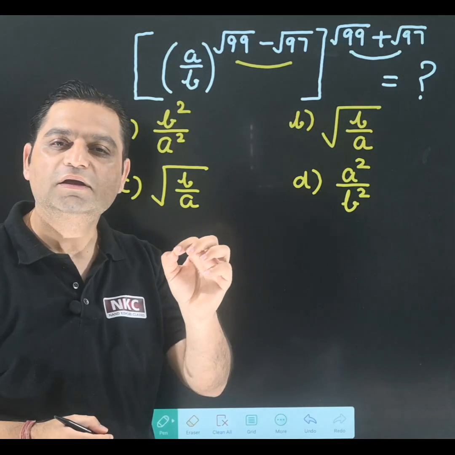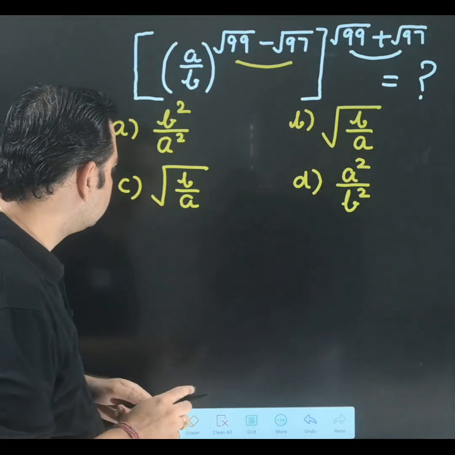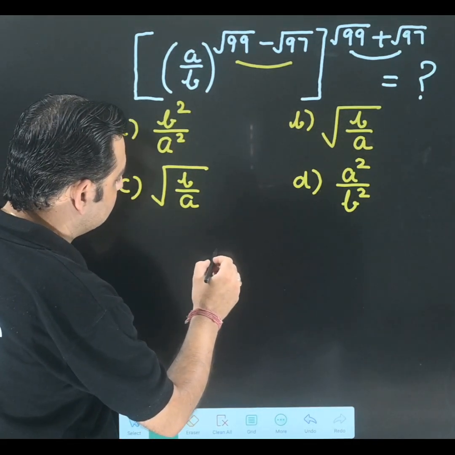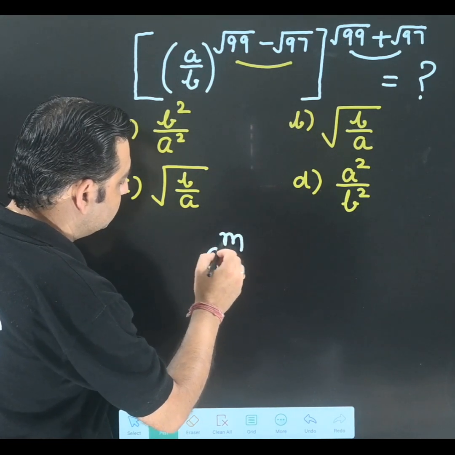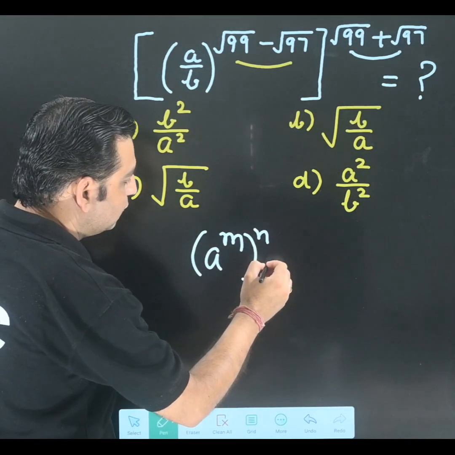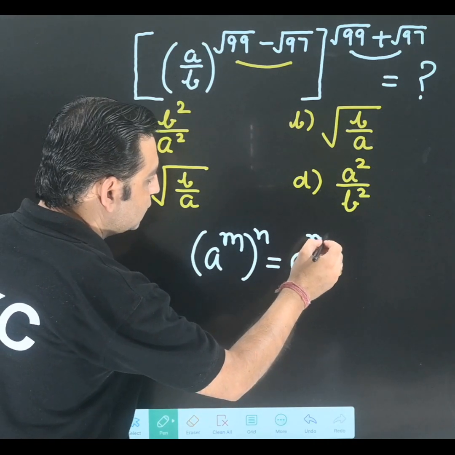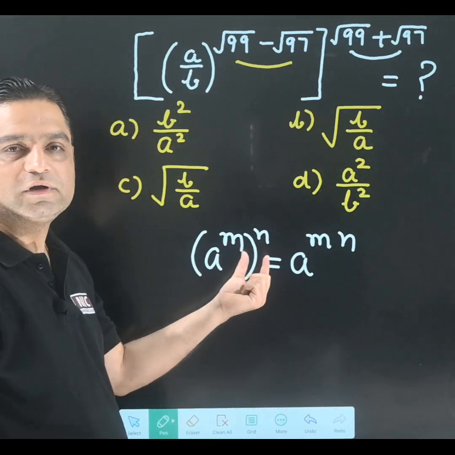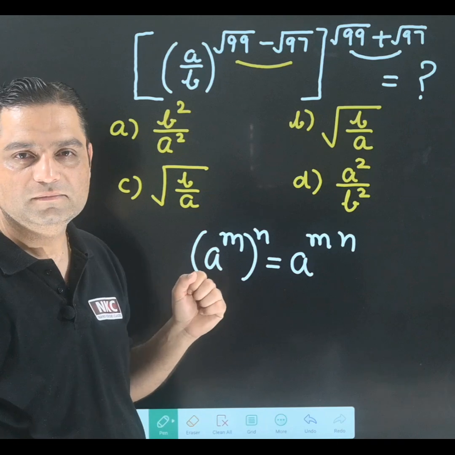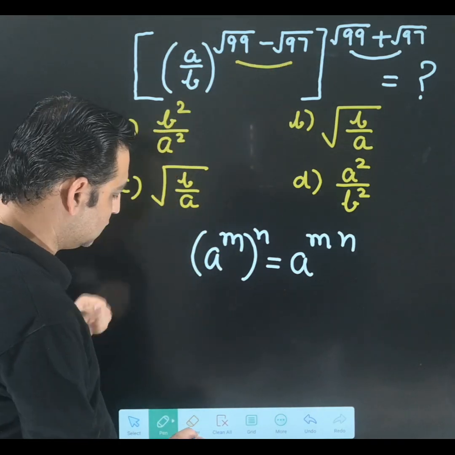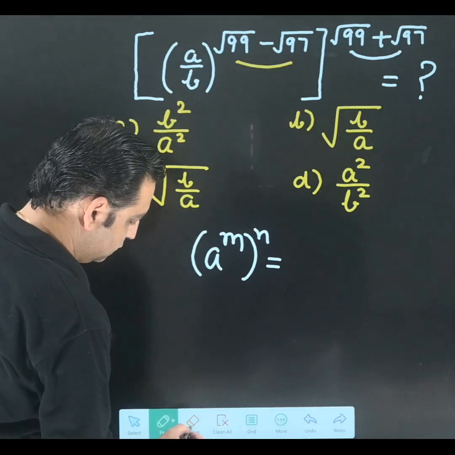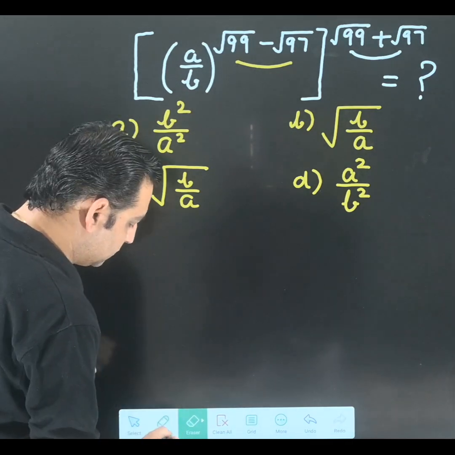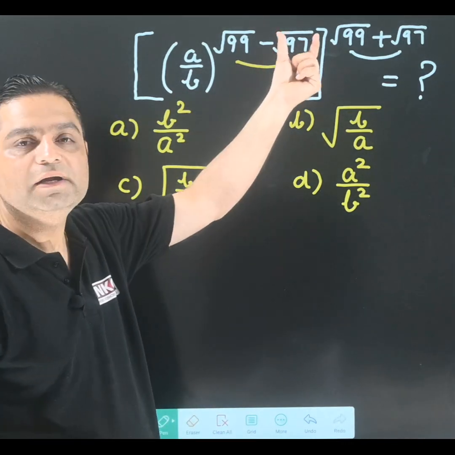A minus b and a plus b is there, and the exponent rule which we have done, I'm going to show you: (a to the power m) to the power n. This exponent rule says both exponents will be multiplied. If I multiply them, what will it become? It is (a minus b) times (a plus b).